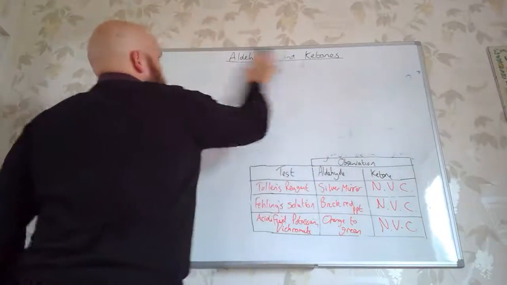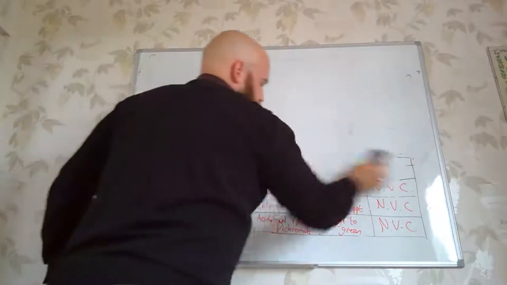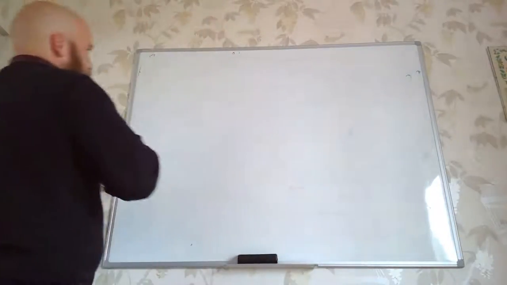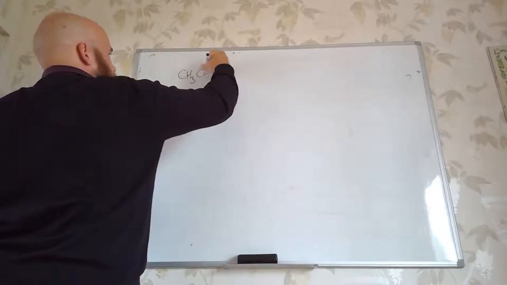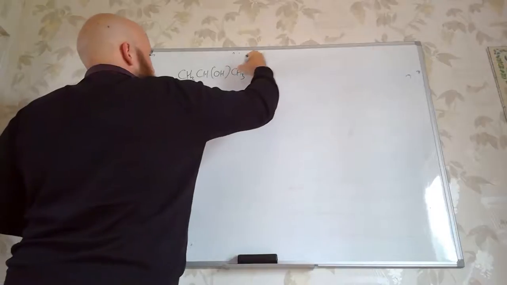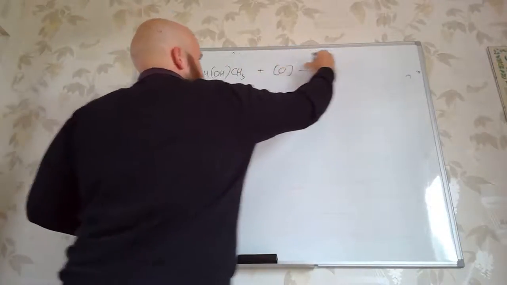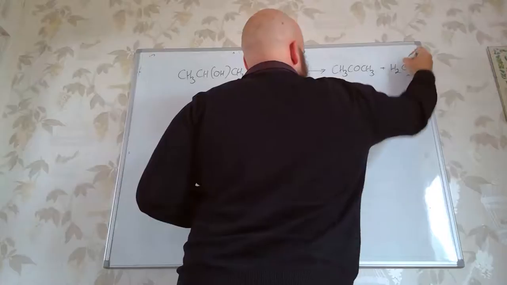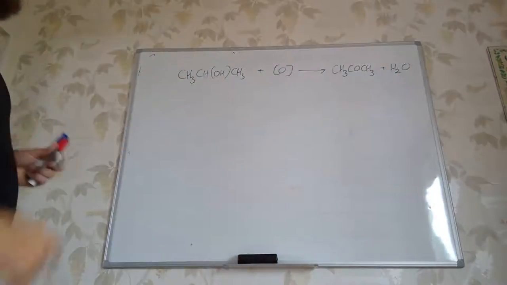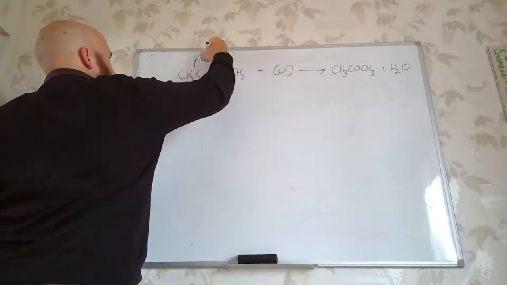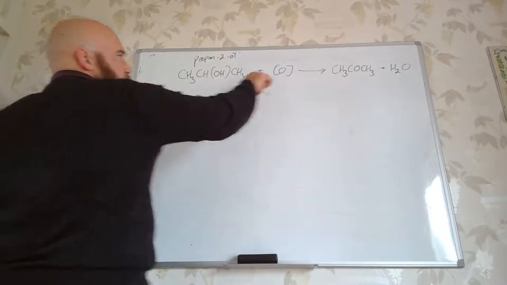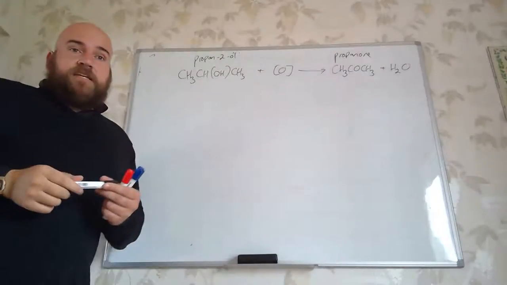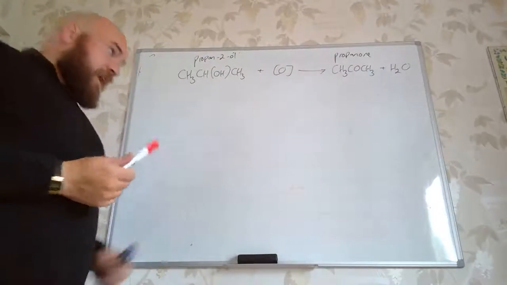So let's have a look. We'll use a ketone as an example. Let's take a secondary alcohol, propan-2-ol, and oxidize it to propanone. And again, just looking at it, it is definitely balanced. So we've got propan-2-ol being oxidized to propanone. All right, it's an oxidation process, and we use O in square brackets as an oxidizing agent.